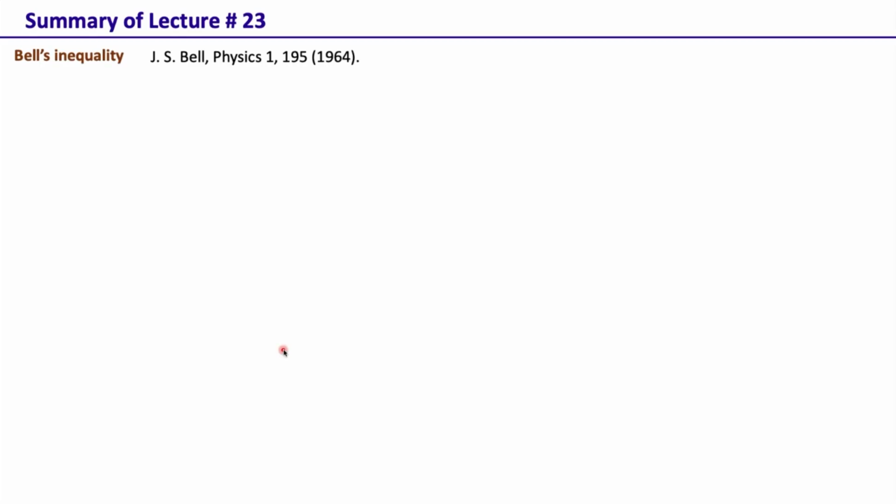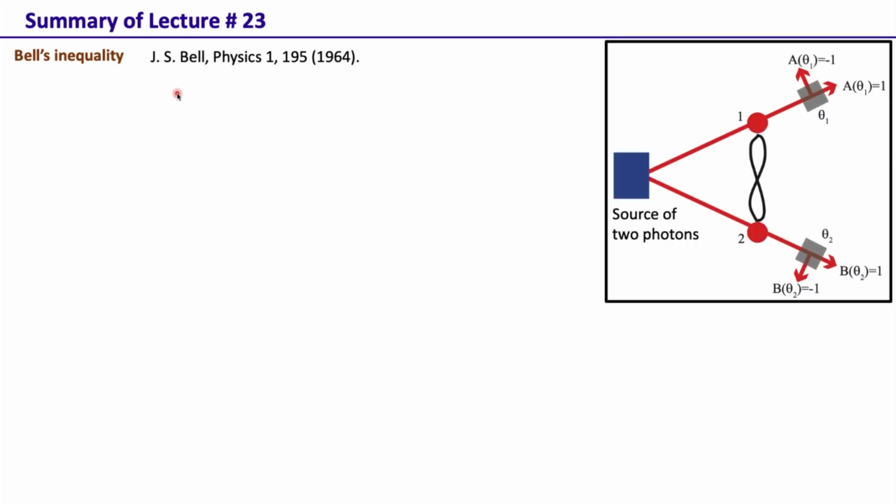So before that, let's just quickly look at what we did in lecture number 23. Lecture 23 was about Bell's inequality. Bell's inequality was an inequality proved mathematically by Bell, in which he constructs a correlation and then proves the limit that correlation can reach within quantum mechanics as well as within the hidden variable theory.